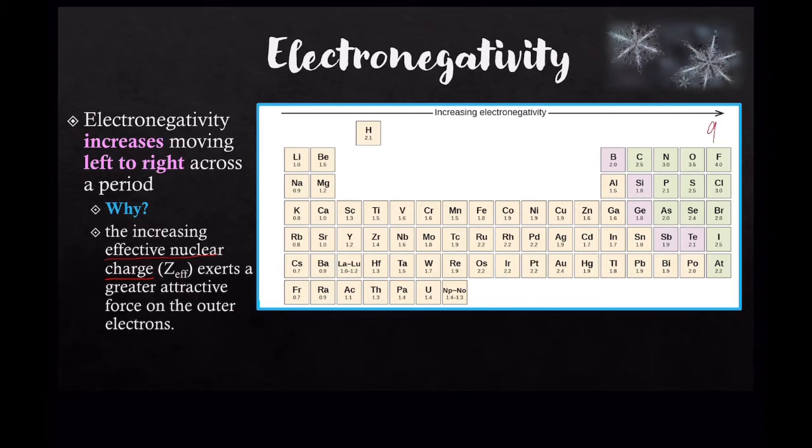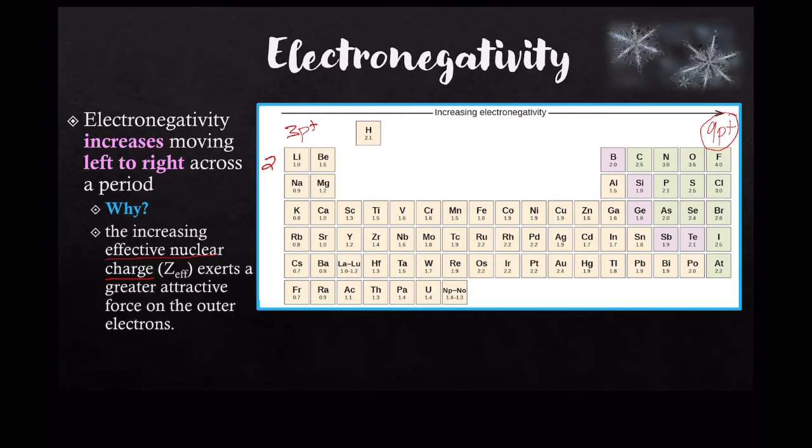Fluorine has 9 protons. It's in period 2. Lithium is also in period 2. They both have 2 energy levels, but it only has 3 protons. So because of fluorine's greater effective nuclear charge, it's able to exert a greater force of attraction on its valence electrons, pulling them closer to it. And it's also able to attract another electron in the process. Remember, fluorine only needs 1 extra electron for it to become stable like a noble gas.